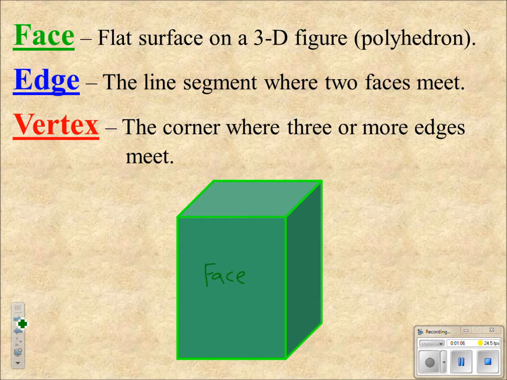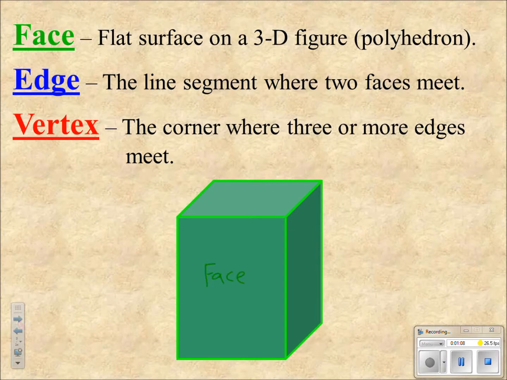That's not showing up real well. Let me change colors here. Right here, this is a face. This is a face. This is a face. And there are also three more faces on this three-dimensional figure: one in the back, one on the left side, and one on the bottom.